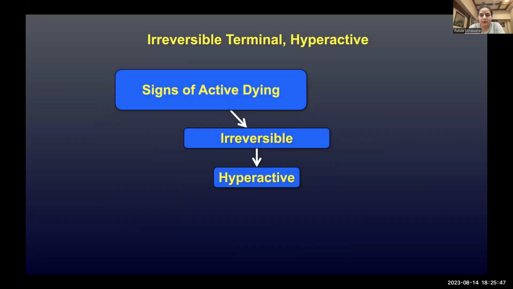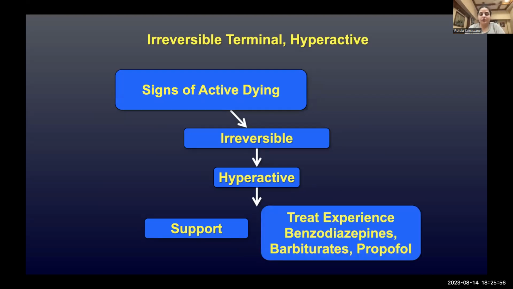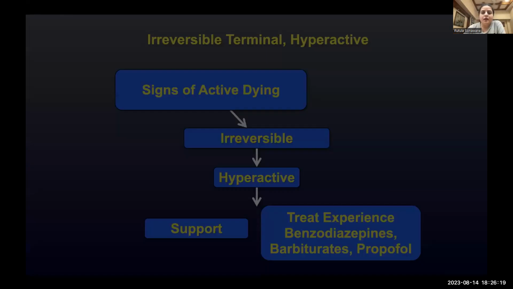Now, coming to the difficult road of irreversible delirium, especially hyperactive ones. What we need to do is support them and treat the experience. Here you would give benzodiazepines or any sedatives, because you are not trying to reverse the episode of delirium. The first line would be benzodiazepines, barbiturates, or propofol if benzos are not working.